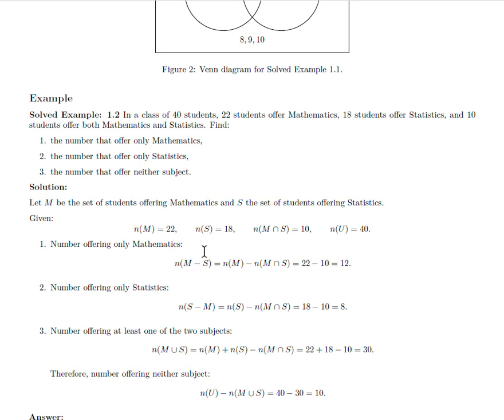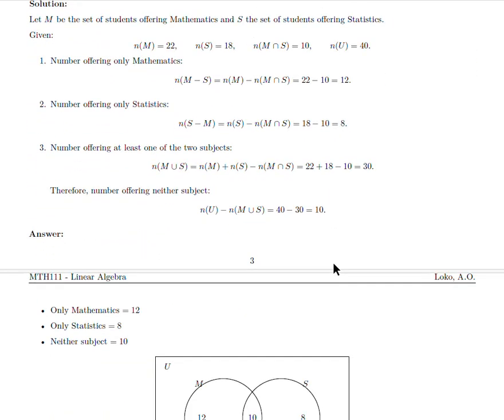Number offering mathematics only will be the cardinality of M difference S, right? That's mathematics only, and that is given by this formula. The cardinality of the whole set of students offering mathematics minus the cardinality of the set of students offering both mathematics and statistics, and that's 22 minus 10. Let's see this on the Venn diagram.